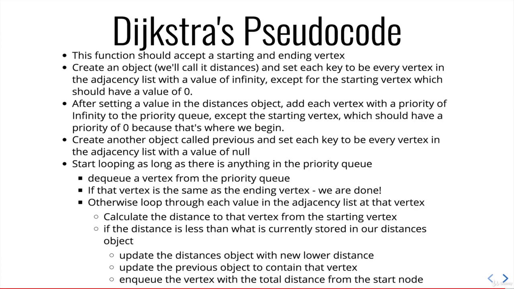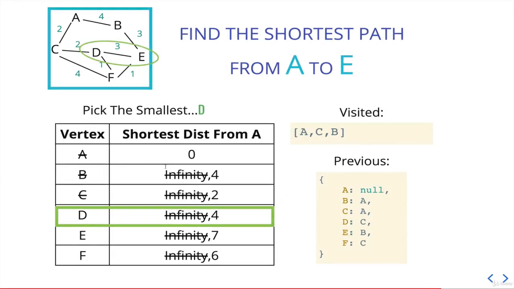Otherwise, we loop through each of its neighbors. So we'd look at all the neighbors for D, and we calculate the distance to that vertex from the starting vertex. And then if that new distance, that sum, is less than what we're currently storing, we update the distances object with a new lower distance. So this is all what we did in the last video, or 2 videos ago, walking through. We update the distance, we update the previous object to now reflect where we came from, and then we enqueue the same vertex with a new total distance from the start node. And that's it, we keep going over and over.